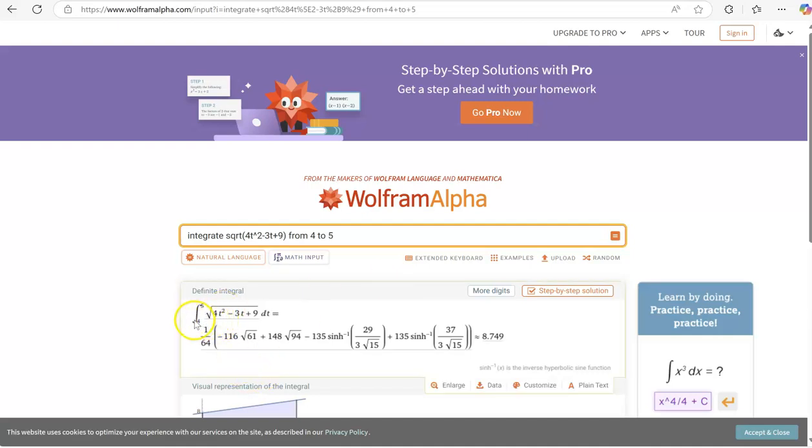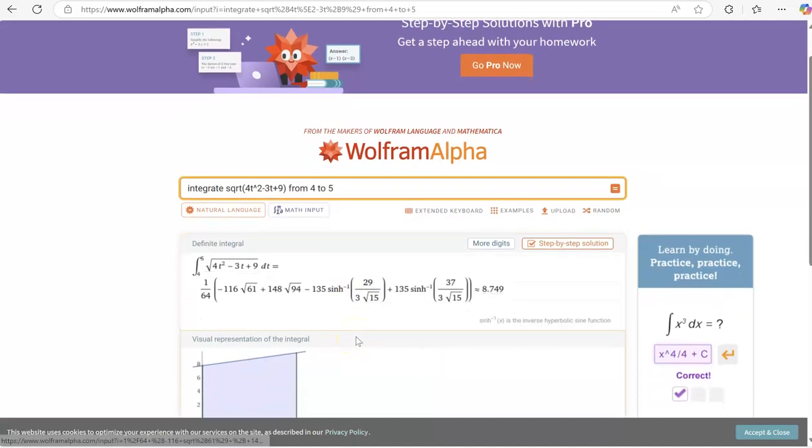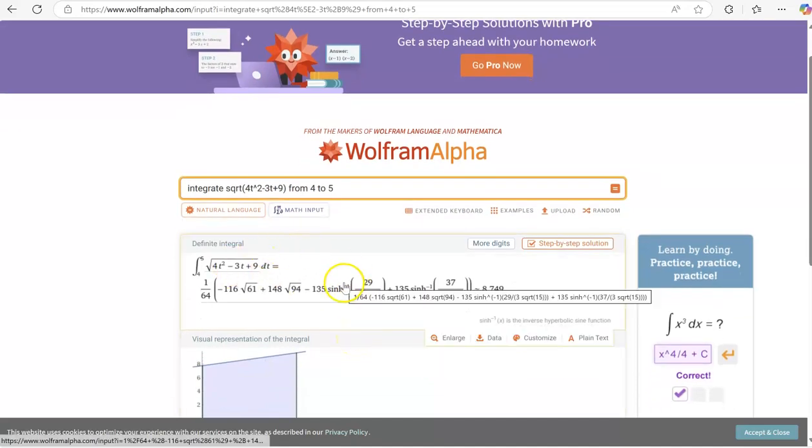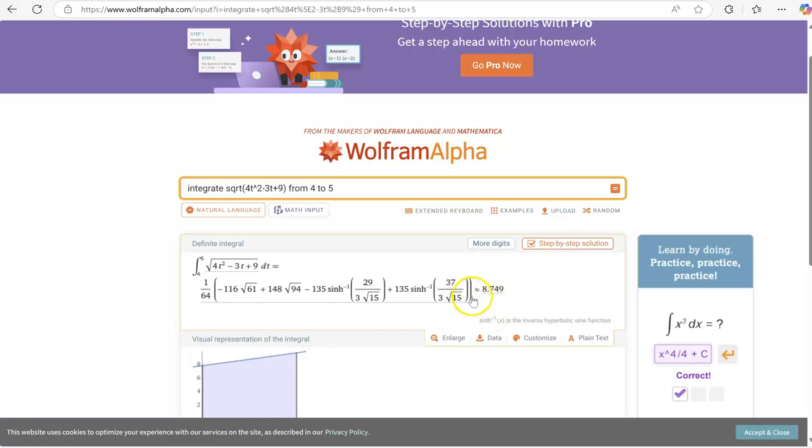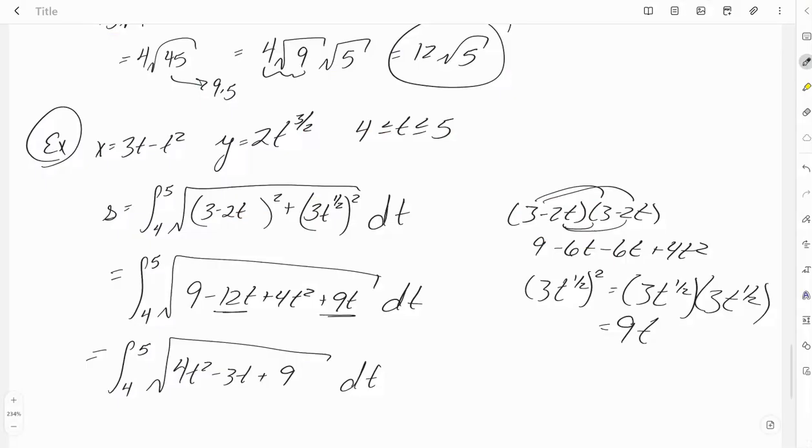So there it is. Double check, make sure we've typed everything in correctly. We have. And then here's your exact answer. Probably from one of the table formulas in the back of the book would be my guess. Here's your approximate answer. So that's approximately equal to 8.749. So there's our arc length.